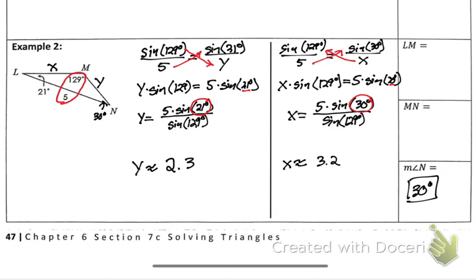Now, look at my y is my mn, so this would be my 2.3. And my x stood for my ml or lm, so this is, I'll put my 3.2.